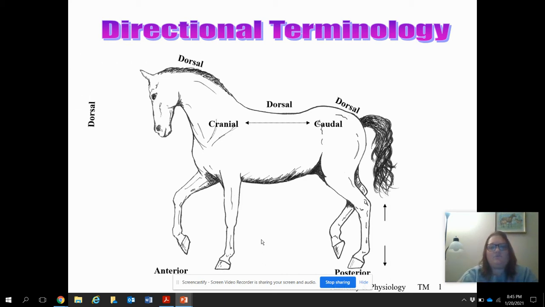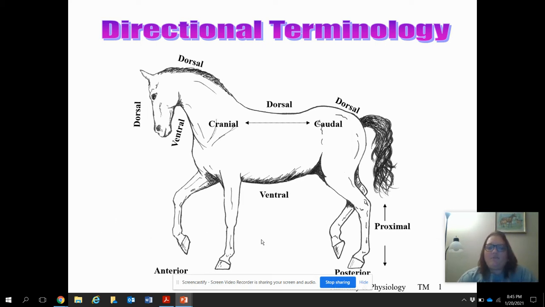Then we have dorsal. Dorsal runs along the back. It's like everything that the sun touches on a four-legged animal, so that also includes the top of a four-legged animal's head. The opposite of that is ventral. Ventral is that underneath part, so underneath the animal's throat latch onto the chest area, and then the belly is also the ventral area.